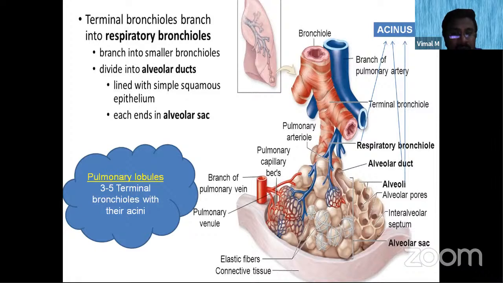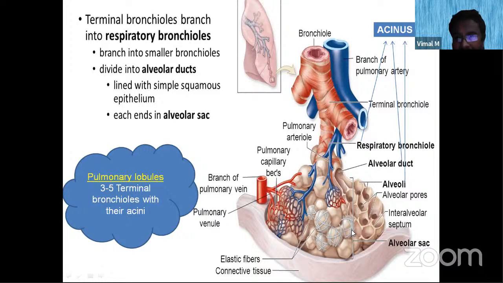All of you will know that the trachea divides into right and left bronchus. The bronchus will be further dividing into bronchioles, which will divide into terminal bronchiole, and this terminal bronchiole will be further dividing into respiratory bronchiole. The respiratory bronchiole will have the alveolar duct, then alveoli. Then in between the alveoli, you have the interalveolar septum.